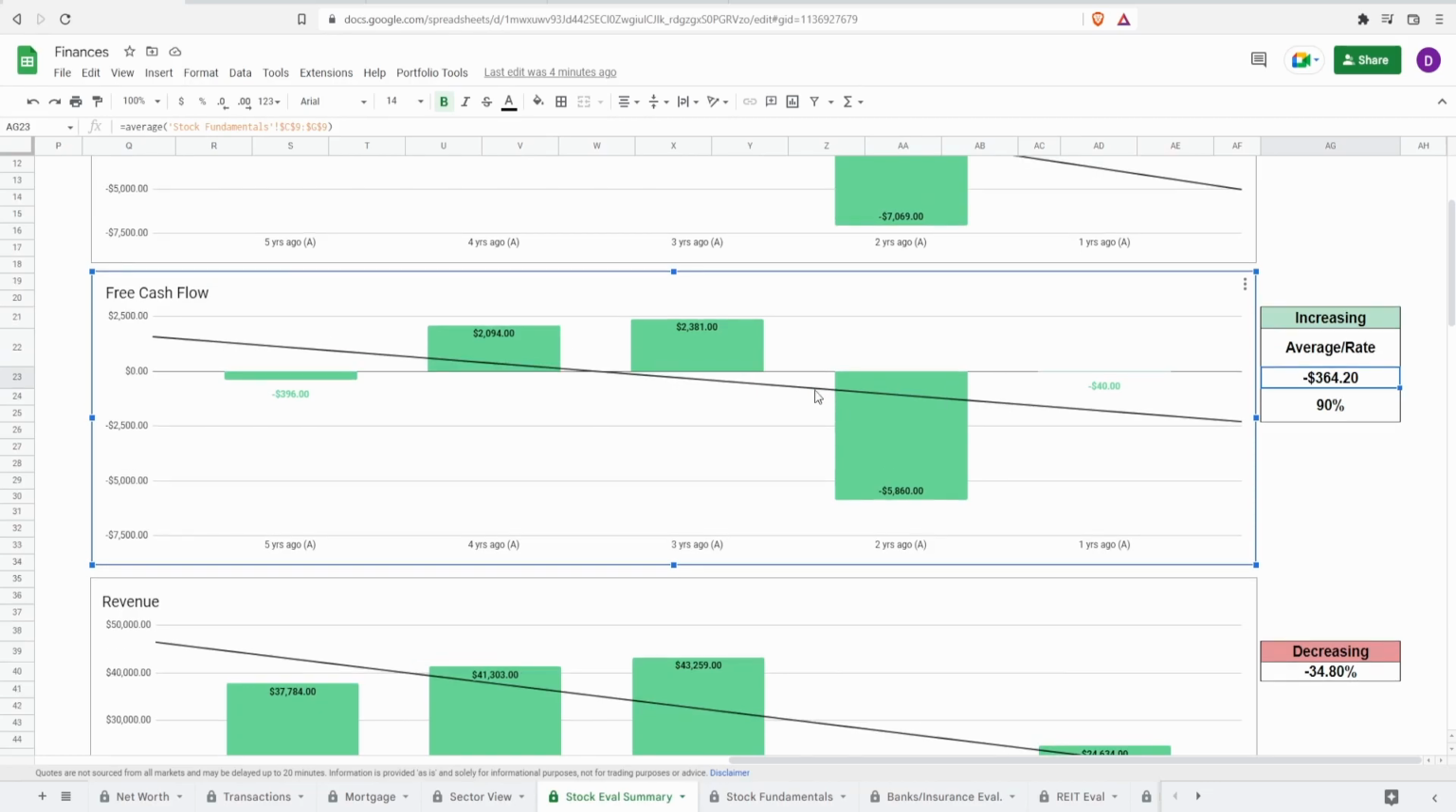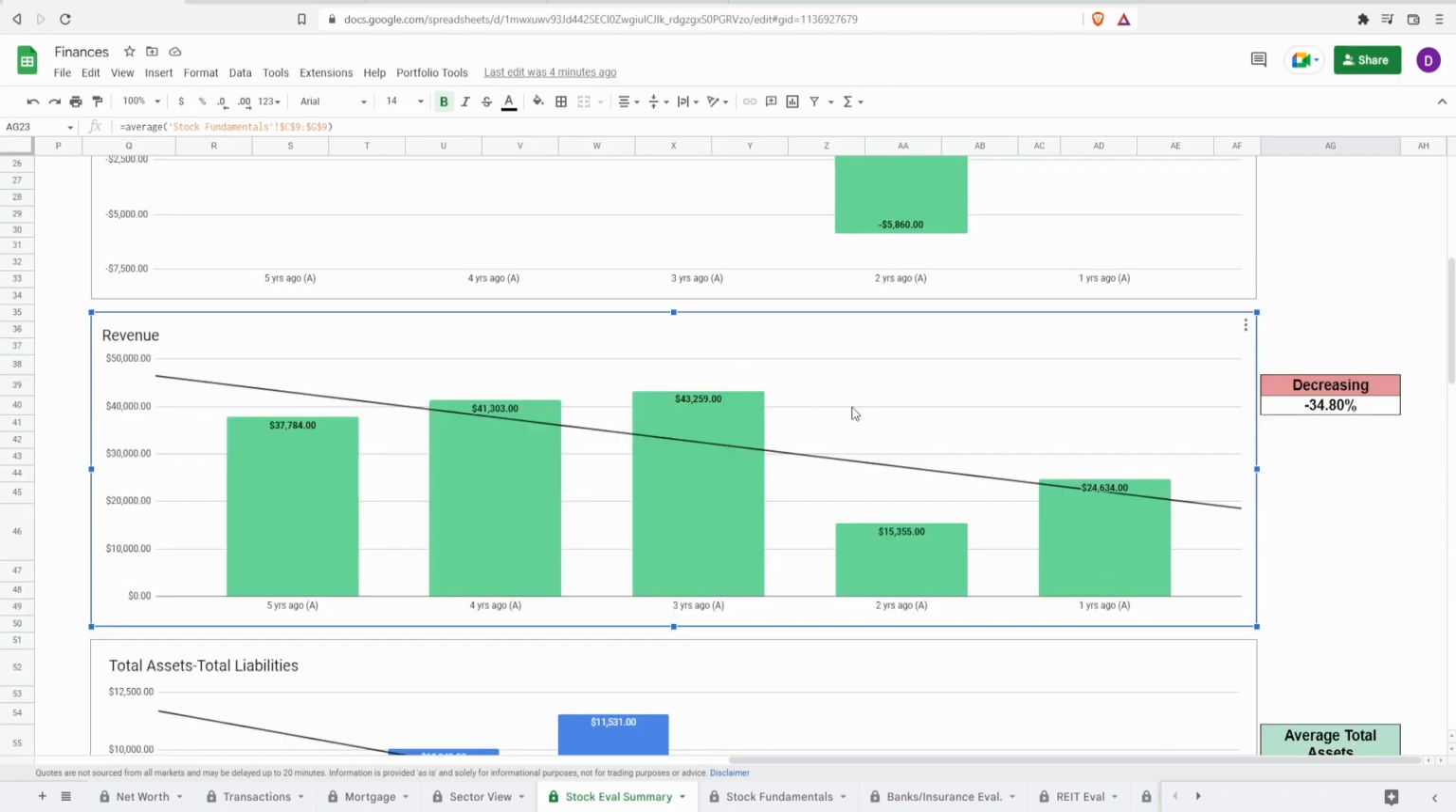But nonetheless, even with that, this graph isn't looking that good anyways, because the only two positive years were 4 and 3 years ago, and they were roughly at around the same, at around 2.1, $2.4 billion. And now guys, looking at the revenue 5 years ago of $37.8 billion to 1 year ago of $24.6 billion. This is a decrease guys on the revenue of 34.8%. So this is actually again fairly explainable with the fact that we had COVID, right?